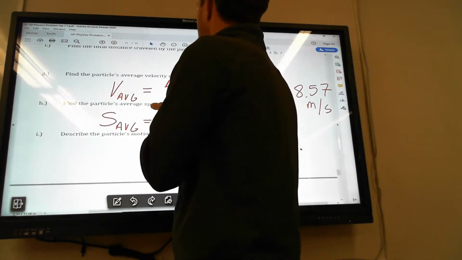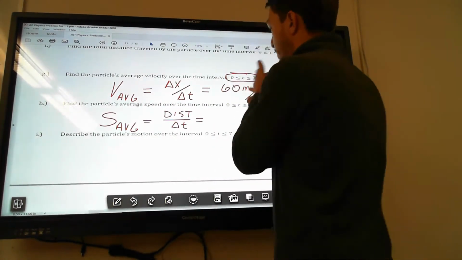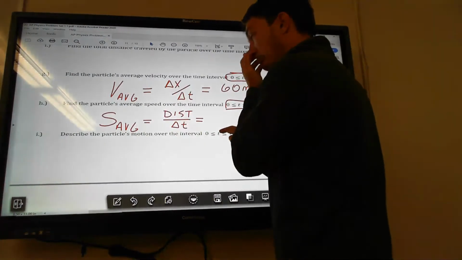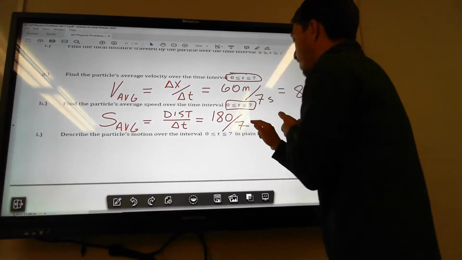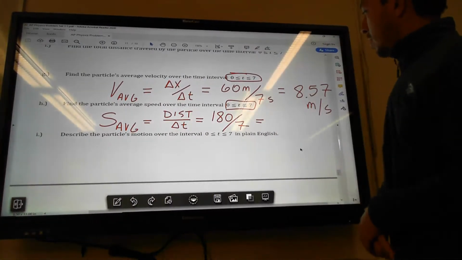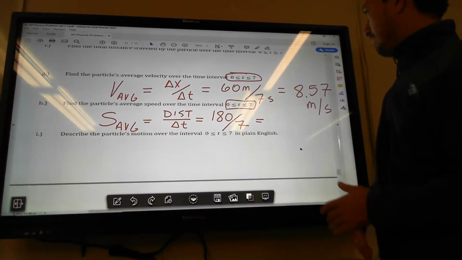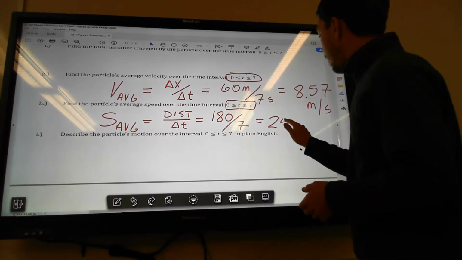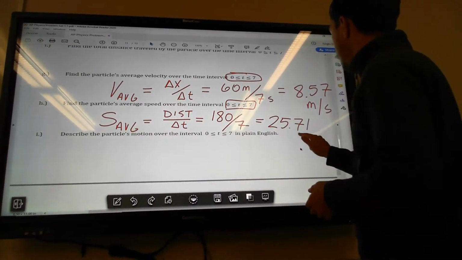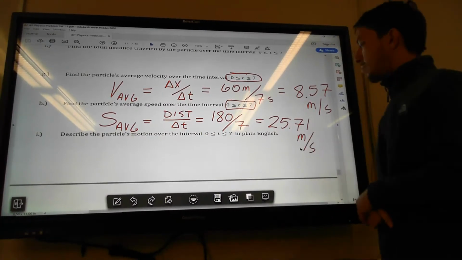What was the total distance traveled in this problem from 0 to 7? 180. Divided by 7. So what do you got? 25.71 meters per second.